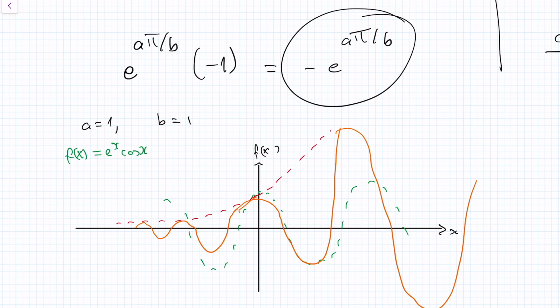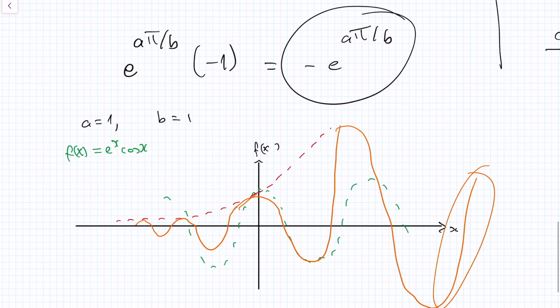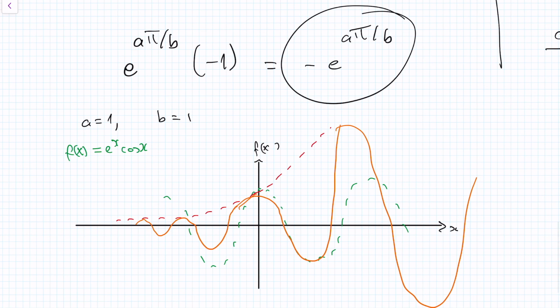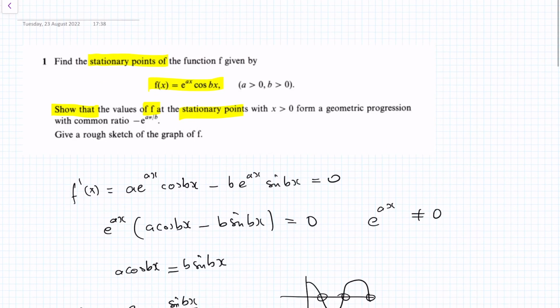So these are not going to be symmetric. It will probably be more steep on this side here, because the function is increasing exponentially. So you would probably get something steeper on this side, but it doesn't matter. It's a rough sketch, so you'll have something like this, right?